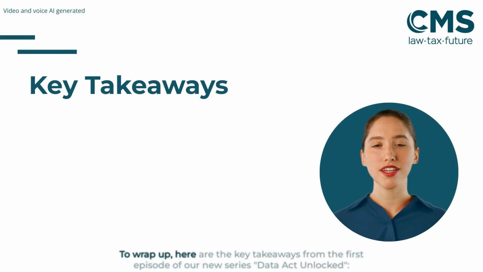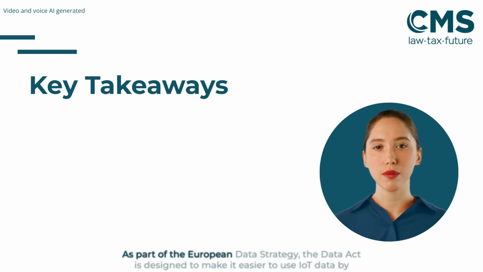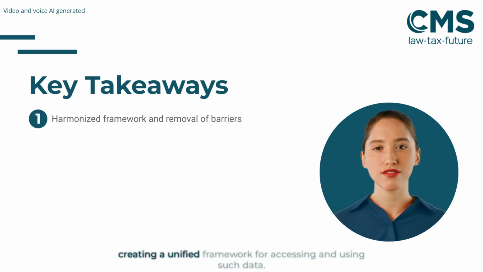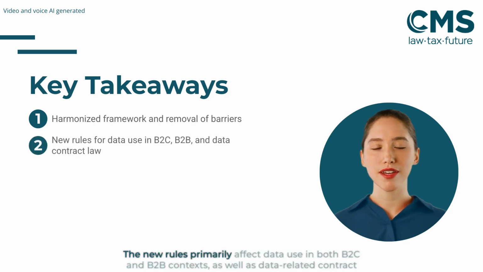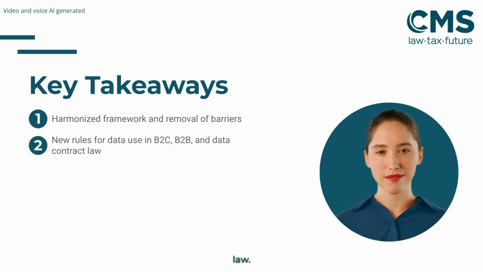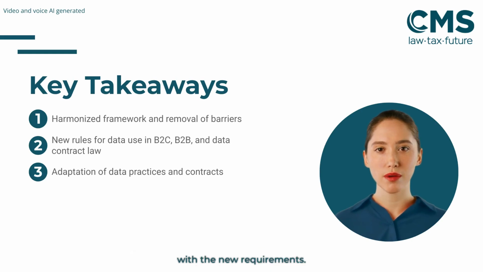To wrap up, here are the key takeaways from the first episode of our new series, Data Act Unlocked. As part of the European Data Strategy, the Data Act is designed to make it easier to use IoT data by creating a unified framework for accessing and using such data. The new rules primarily affect data use in both B2C and B2B context, as well as data-related contract law. Businesses will need to adapt their data practices and contractual frameworks to ensure compliance with the new requirements.